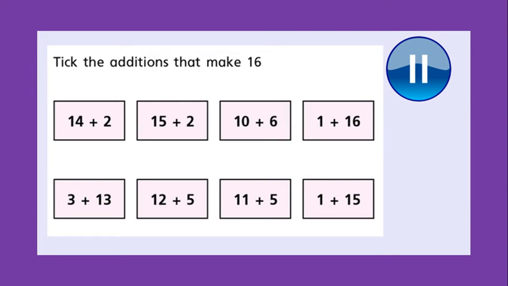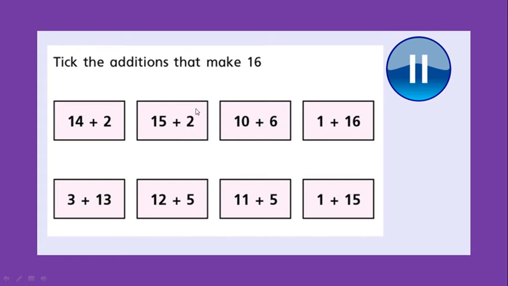Right, now using your knowledge of number bonds, tick all the additions that make 16. So let's have a look. We've got 14 add 2, so you need to be looking at those extra ones, those extra numbers, seeing if they make 6, because 16 is a 10 and 6 extra ones. So when you're looking at the number bonds, you need to be looking for it to be making the number 6. So 4 add 2, does that make 6? Will that make 16? Have a think.